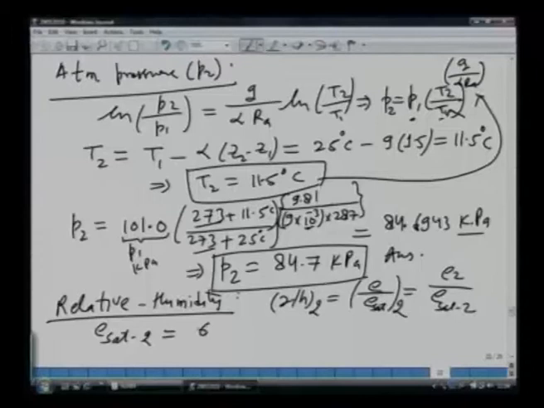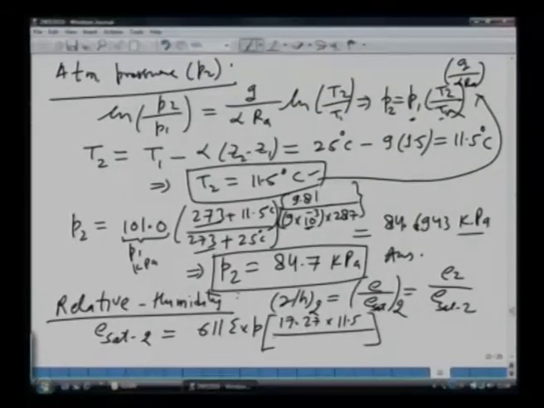So, if you did that, you have 611 exponential 17.27 times the air temperature at that height, which is 11.5. Here it is, we had just found out. This whole thing divided by 237.3 plus 11.5. And if you solve it, it will come out to be 1357.4. And what will be the units? Well, it will be pascals.